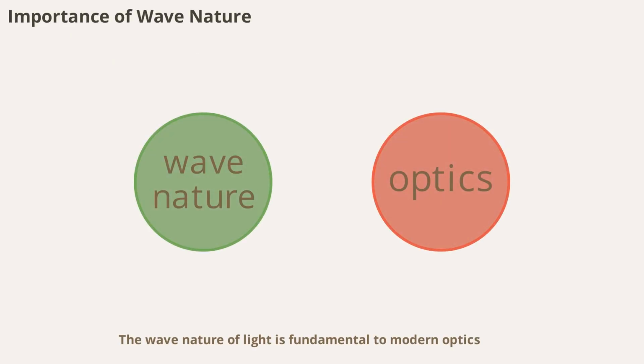The wave nature of light is fundamental to modern optics. It explains phenomena like interference, diffraction, and polarization, which cannot be understood by treating light as just particles. Recognizing light's wave behavior has led to advances in technology, from microscopes and telescopes to fiber optics and lasers. This understanding forms the basis for much of today's optical science and engineering.